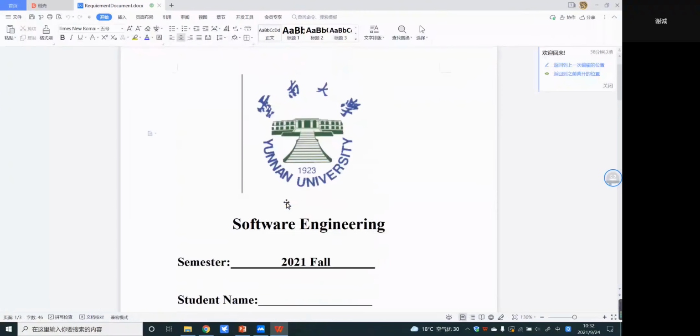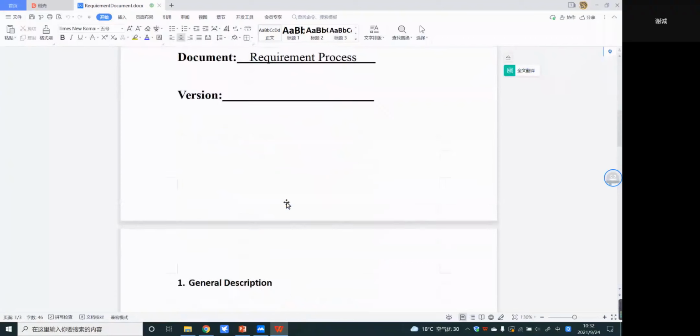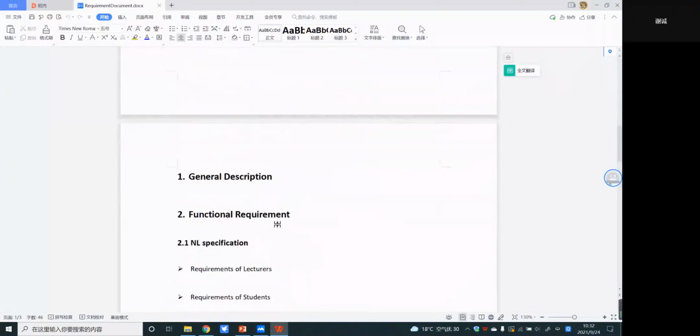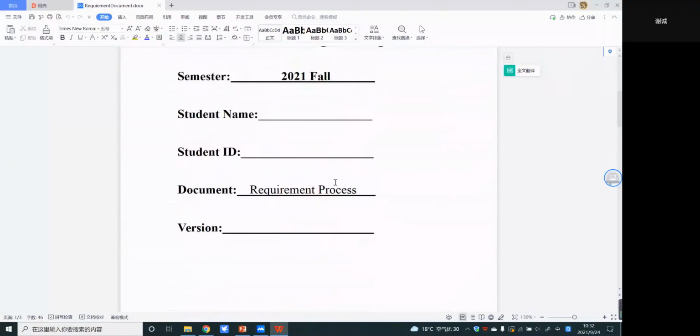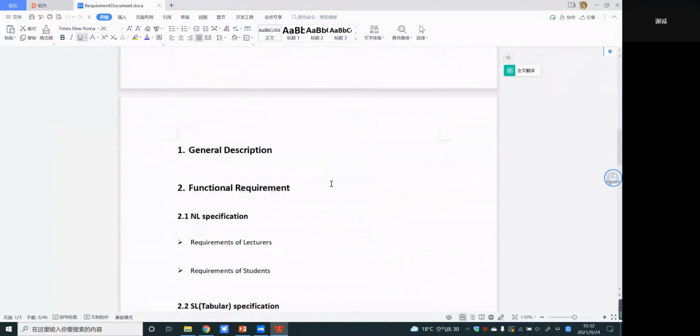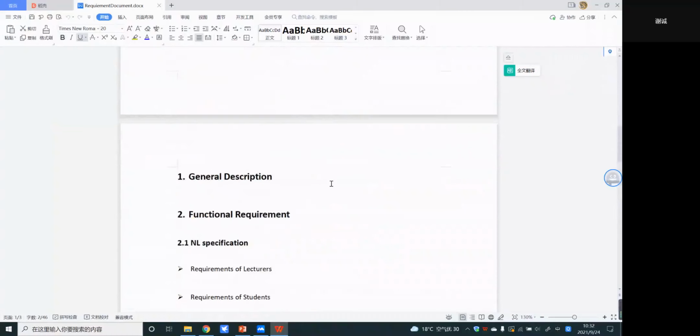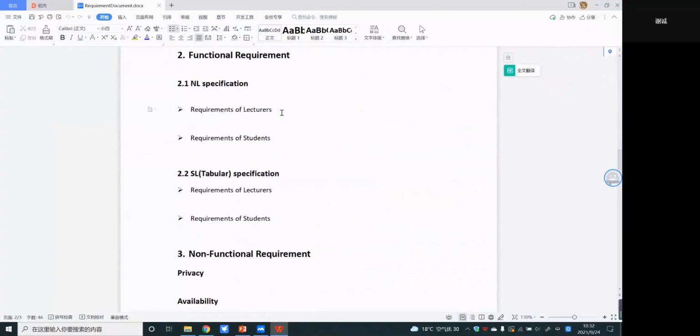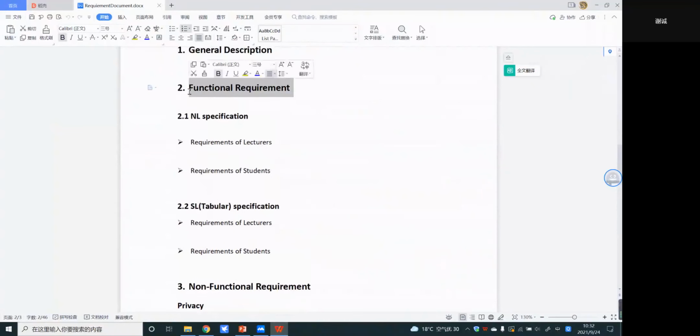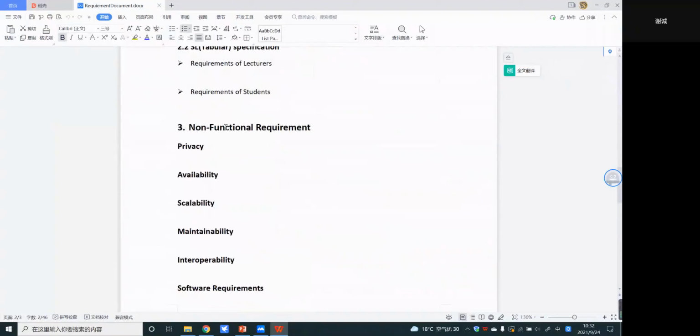Okay, could you see my screen? Hello, everyone. Okay. For the first version, this is requirement document. First version, you do not need to finish all of the subjects. You only need to select some part and try to fill the blank. Normally, you should do some work about functional and non-functional, but you don't need to completely finish it.